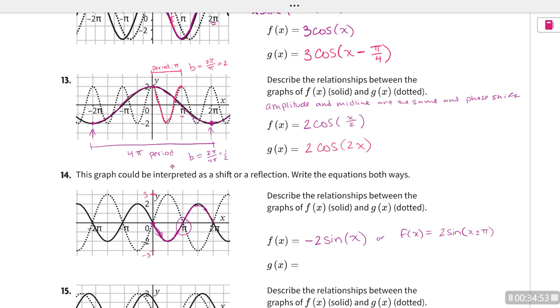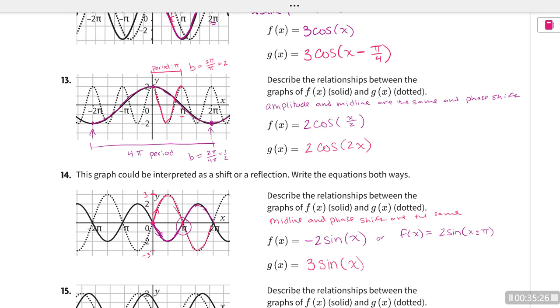So the midline's the same, but this time at the midline it's increasing. So let's use 3 sine. Now let's see if our period is still 2 pi. We've gone halfway and we're at pi. So yes, our period is 2 pi. So I can just put an x there, and our midline is 0. So for this one, the midline is the same, and the phase shift is the same.